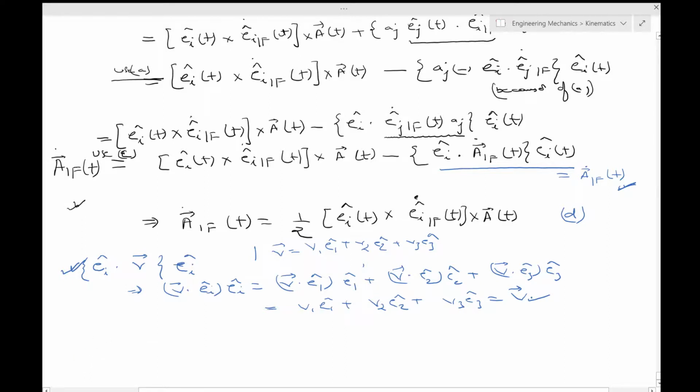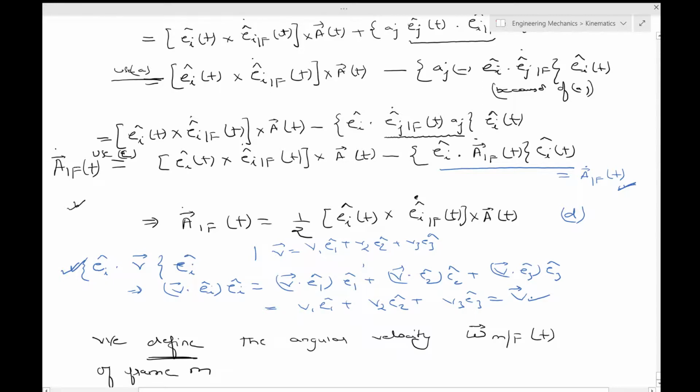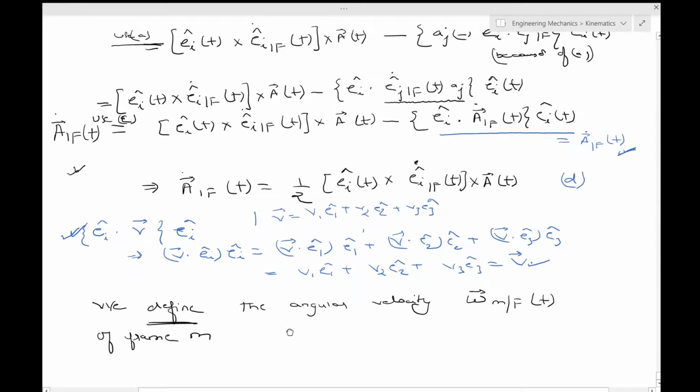Okay. So we define this, again the word define is important, the angular velocity omega of frame M relative to F at time t in terms of e_i dot f of t by this quantity essentially.